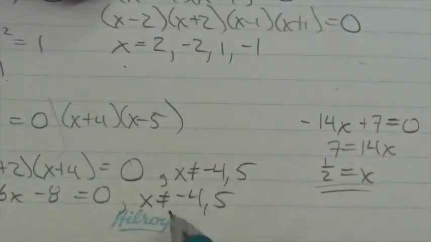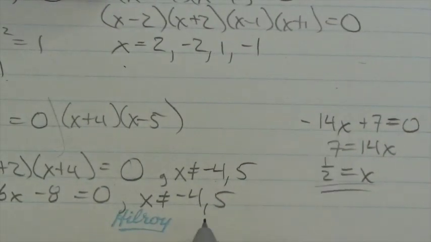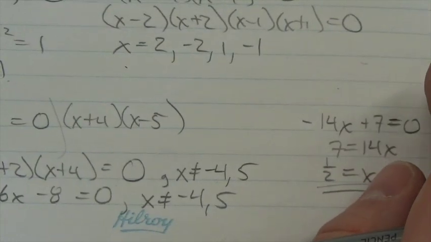Now, I've got to compare that to the restriction that I found. X can't be -4, x can't be 5. Okay, that's okay because the answer that I got was a half. So that's fine. I'm good.